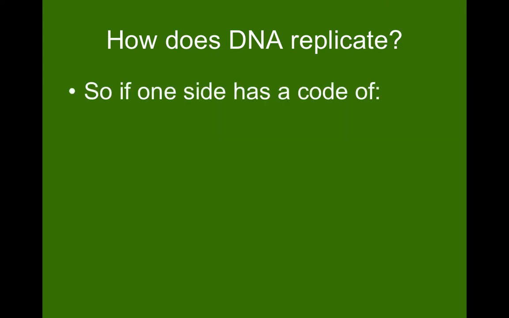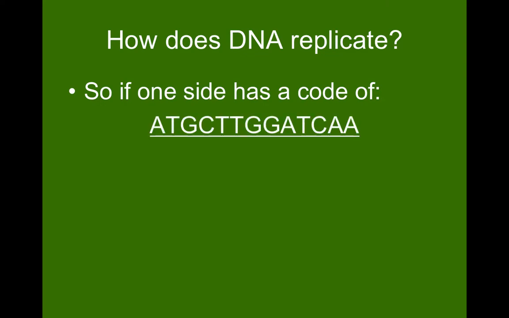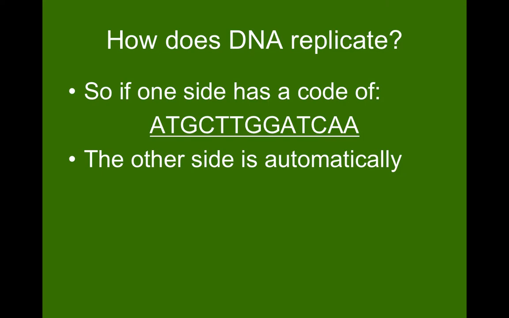So if I have one side that has a code of ATG, CTT, GGA, TCAA, I want you to pause the video, and after you write that down, which I know takes a little bit, I want you to write what the other side would be based on the base pairing rule. Go ahead and pause, and then you can come back and check your answers.